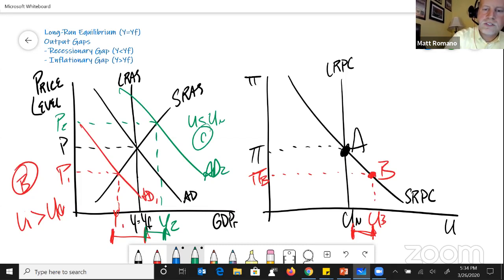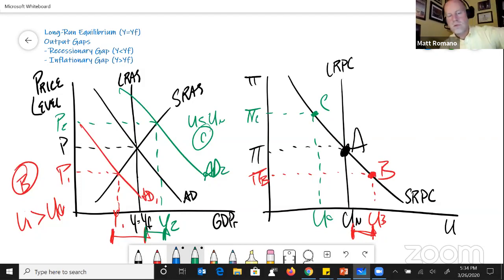I'm going to call that point C. And when we bring that over here and find an unemployment rate less than the natural rate, we're going to wind up over here to the left of the long-run Phillips curve. Your inflationary gap is represented at point C as that gap between this lesser unemployment rate, that unemployment rate less than a natural rate.